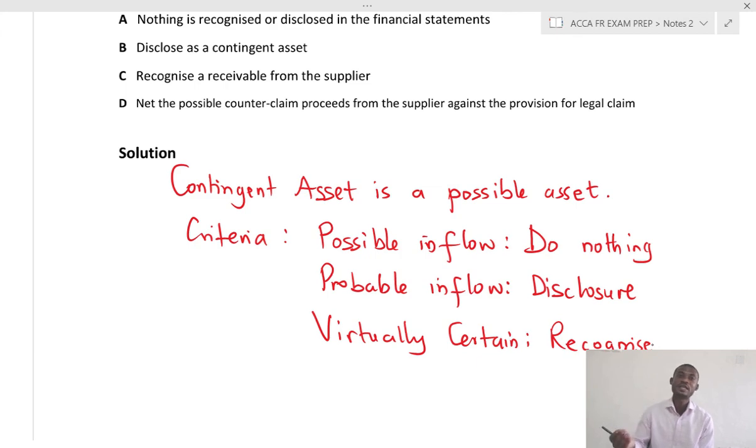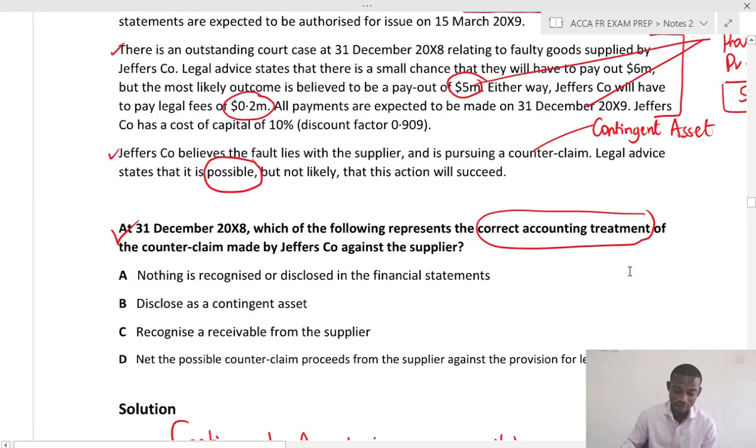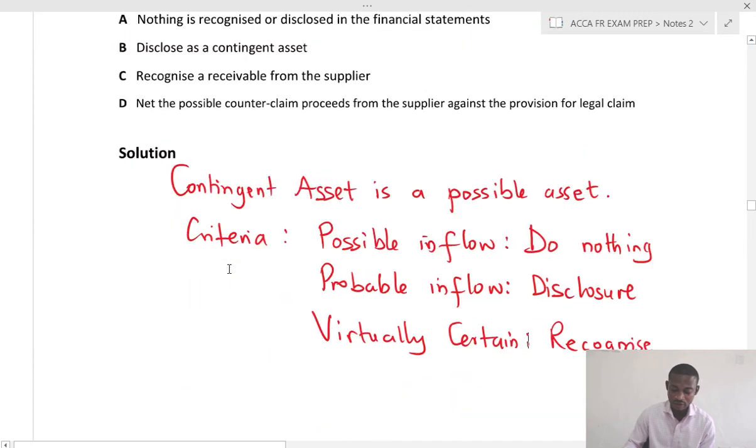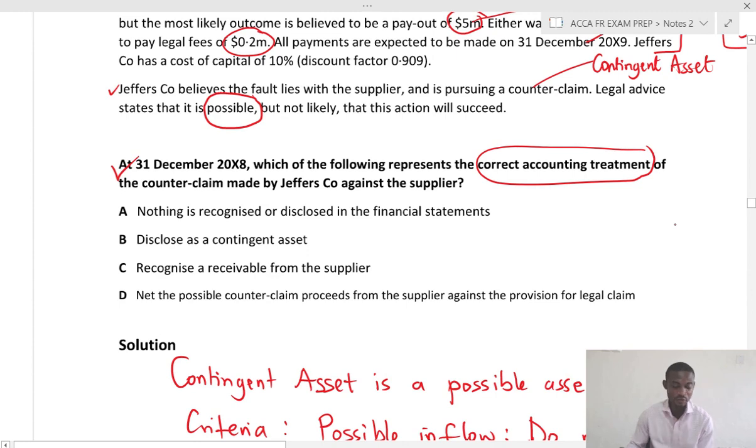But looking at the details of the case, legal advice is that this is only possible, not even probable, for a disclosure to be required. It is possible, and once it's possible, it means that they do nothing. No disclosure, no recognition. So in dealing with this, from the options we have, the first option, which is A, nothing is recognized or disclosed in the financial statements, and that is the answer. B, disclosed, no. Recognized, no.